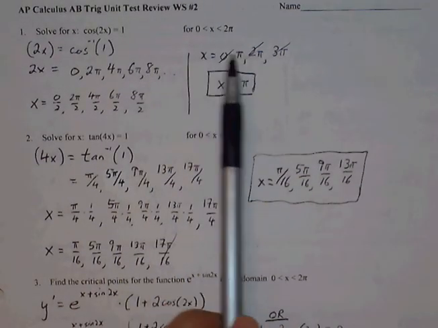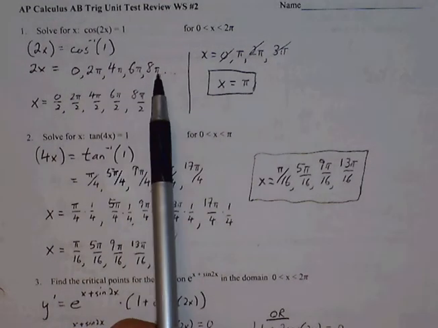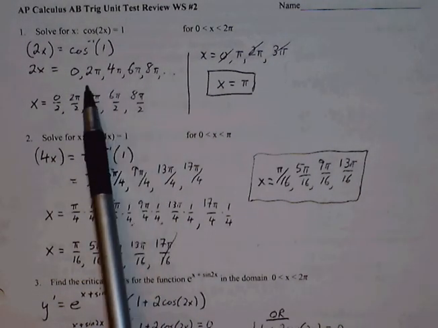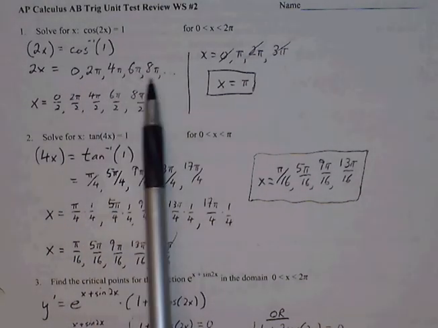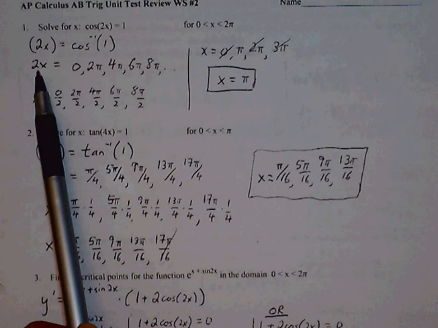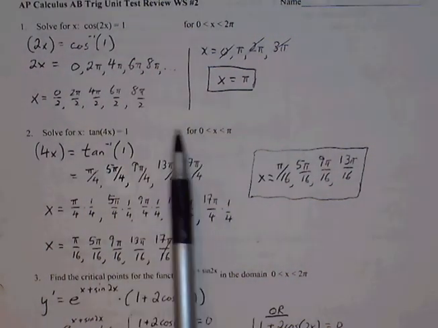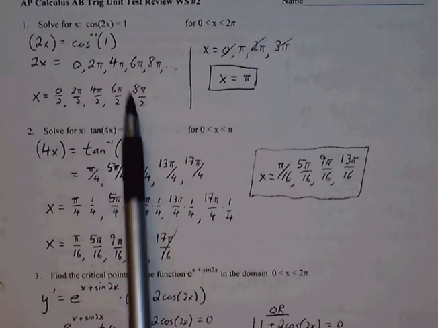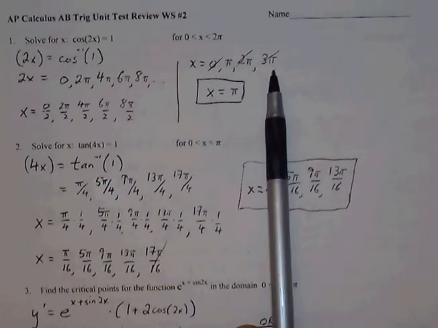So that means these values all have to be divided by 2, and that's what we're going to be comparing with our domain. So I'm going to go way over just to make sure that after I divide by 2, I have everything covered. So 0, 2 pi, 4 pi, 6 pi, 8 pi. Next step, solve for x. Divide every solution I have by 2. So 0 over 2, 2 over 2, 4 over 2, 6 over 2, 8 over 2. And this comes out to be 0, pi, 2 pi, and 3 pi.